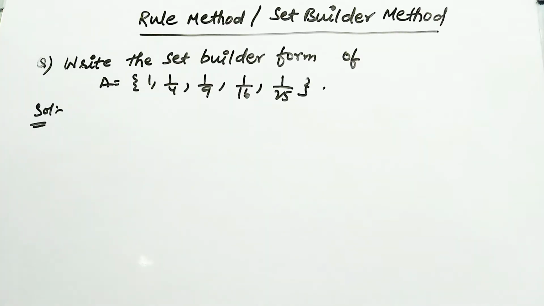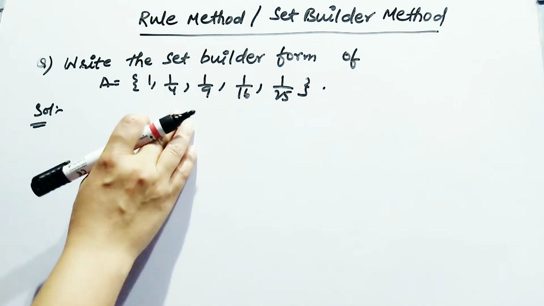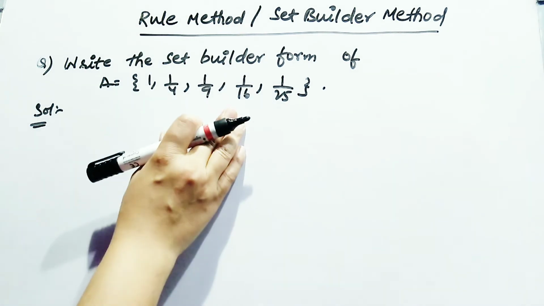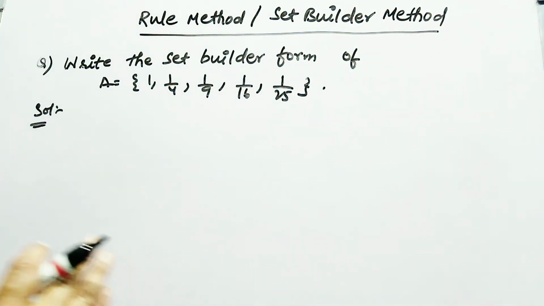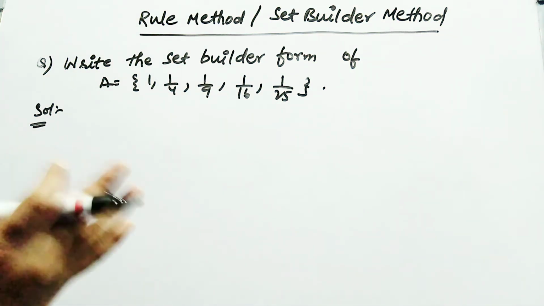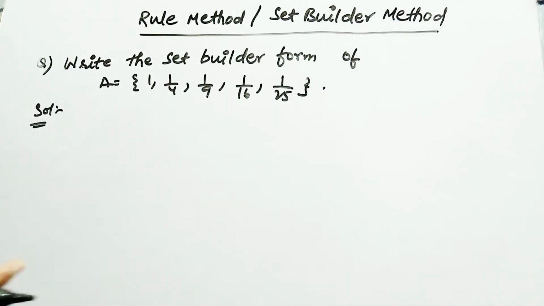Let's do one problem related to the set builder method. Write the set builder form of A equal to 1, 1 upon 4, 1 upon 9, 1 upon 16, 1 upon 25. In all my videos, I am explaining the important questions that will mostly come in your final exam.